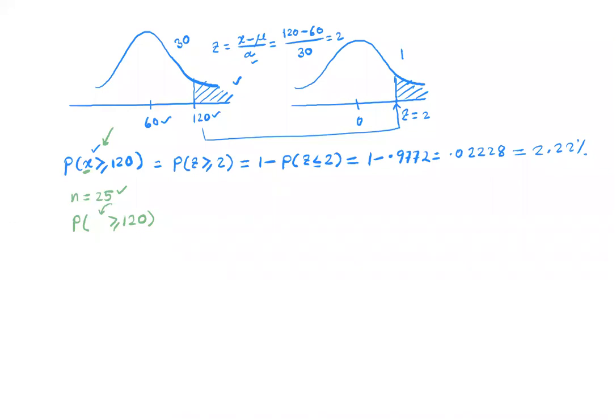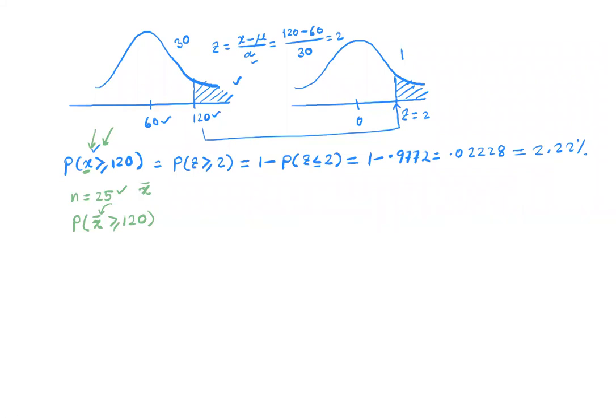For 25 people, X does not make sense, correct? It has to be what? X bar, the average of 25 people. So I'd be putting X bar greater than 120. So this is a point that you need to be clear about. Average of 25 people, that's why we are using X bar. Here we use only X because we are talking about only one person.